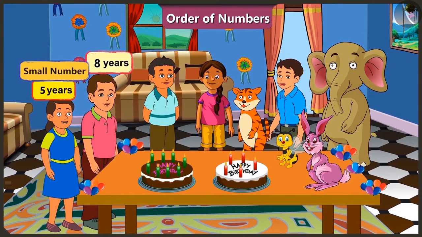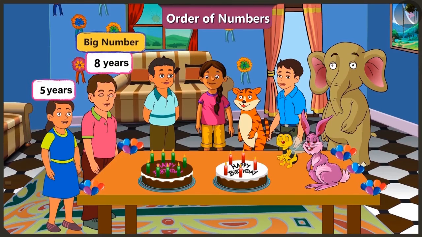Number 5 is smaller than number 8. While counting, we always count from smaller number to bigger number. Counting on this basis, can you tell me which number comes first? 5 or 8? 5 comes first in counting. Absolutely correct. While counting 5 comes first, then 6, 7, 8. This shows that 8 is a bigger number because it comes after 5.